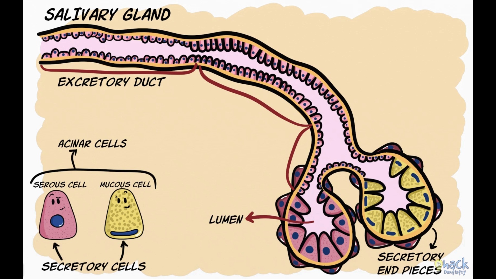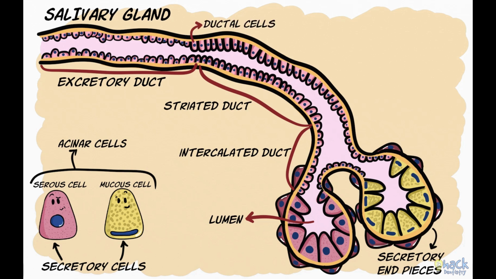The lumen of the end pieces opens into the intercalated duct, which is continuous with the striated duct, which in turn opens into the excretory duct of the salivary gland. Also note that the ducts are lined by ductal cells.